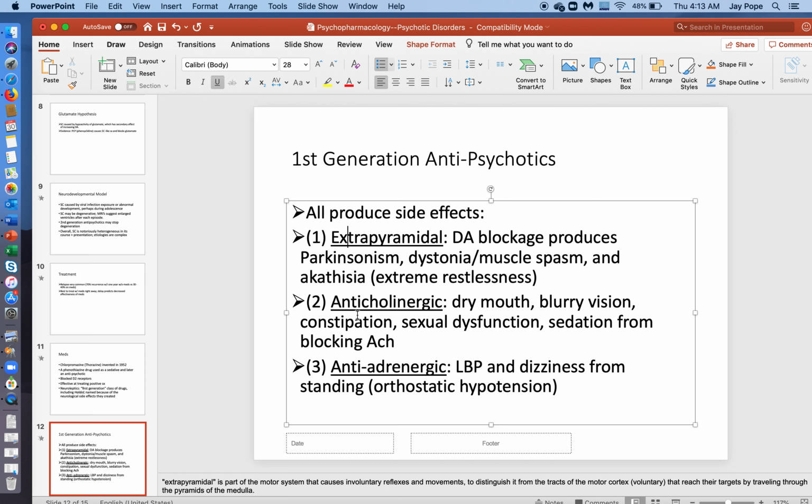Second are what are called the anticholinergic side effects. These are associated with dry mouth, blurry vision, constipation, sexual dysfunction, and sedation from the blockage of acetylcholine. So the anticholinergic side effects are so named because of the blocking of acetylcholine. And then the anti-adrenergic side effects, which include low blood pressure and dizziness from standing.